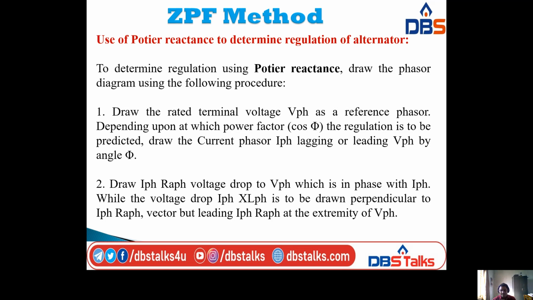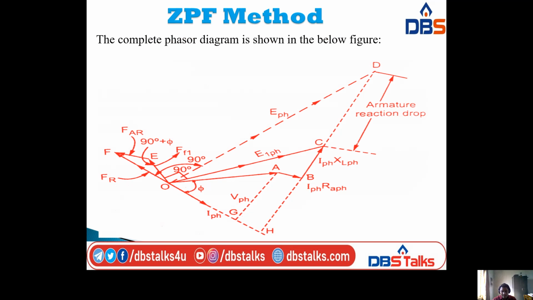And in the next point, we are taking the voltage drops. First we draw the I phase RA phase voltage drop, which is in phase with I phase, while the voltage drop I phase XL phase is drawn perpendicular to the I phase RA phase vector, but leading it, at the extremity of V phase. So here I am taking V phase as the reference phasor, and next the type of power factor. Here I am taking I phase leading V phase at an angle phi. Next I am drawing the drops, that is I phase RA phase and I phase XL phase, indicated with B point and C point.